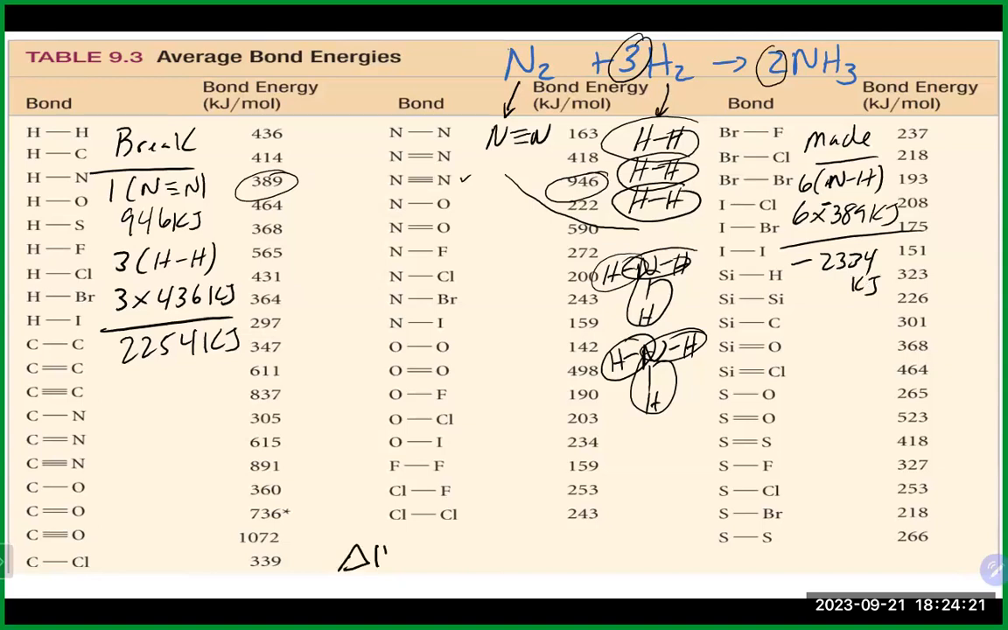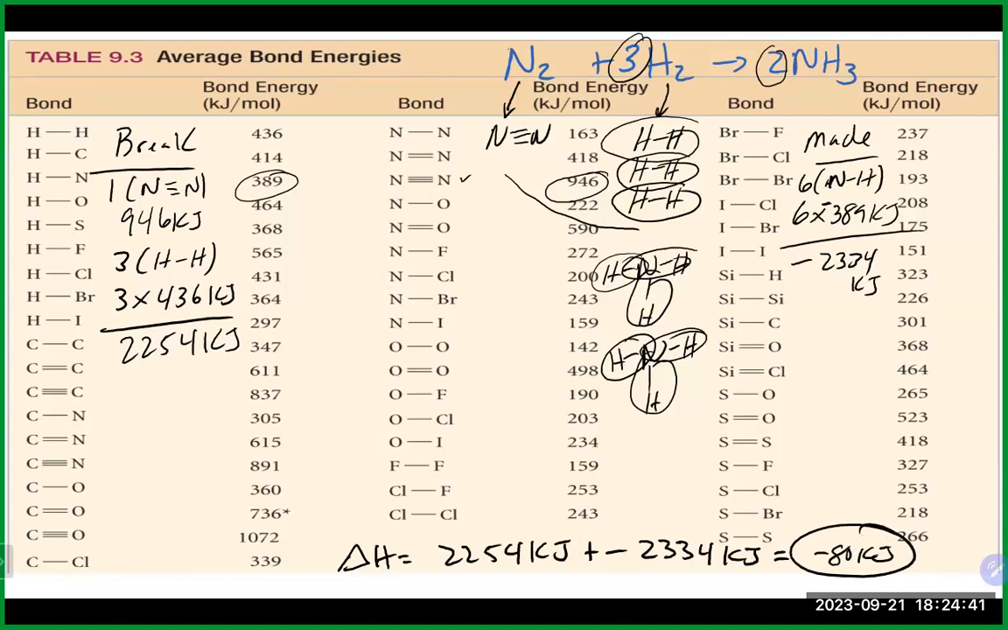So our delta H here would be our 2254 plus our negative, or if you just subtract it, 2334 kilojoules. And that's going to give us minus 80 kilojoules, which once again means that overall this reaction would be exothermic as a result of the bond making and breaking here. Any questions on that there? Questions on how to calculate this? Clearly the table would be provided for you if you needed it, yes.